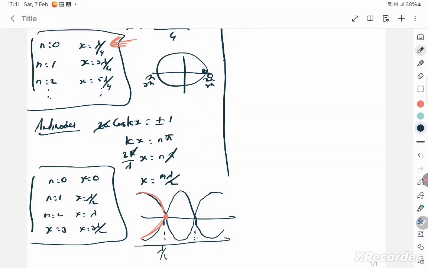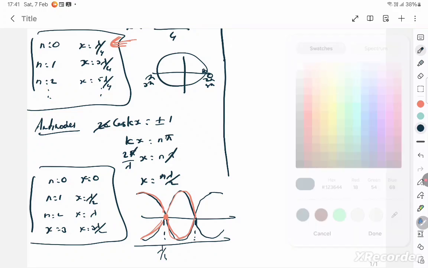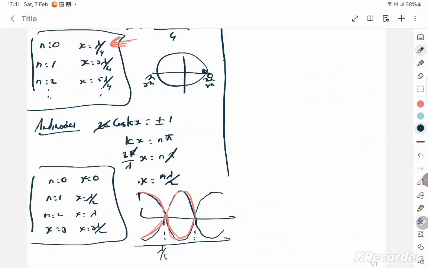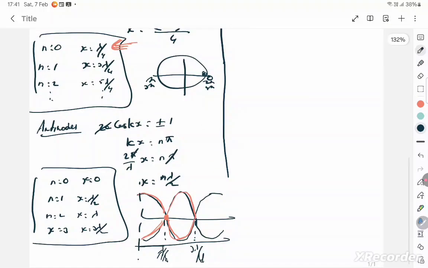The next node occurs at, can you see, 3/4 lambda? This portion is cut, so it's about 3/4 of the wavelength. So 3 by 4 of lambda. It's perfect. From this point, this occurs at lambda by 4, this occurs at 3 lambda by 4, and obviously 5 lambda by 4, and so on.